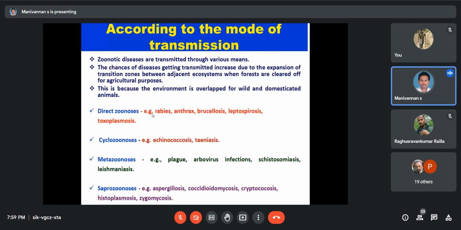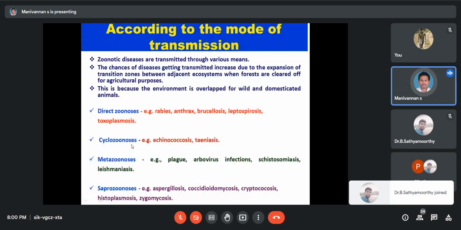What is the term cyclozoonosis? Transmission requires more than one vertebrate host. These are different terminologies for pathological studies. What is direct zoonosis, what is vector-borne zoonosis, and the final word requires more than one host. Example, teniasis. Which one spreads through pork, sir? Pig. Pork tapeworm, Taenia solium. The two-host transmission requires two hosts.